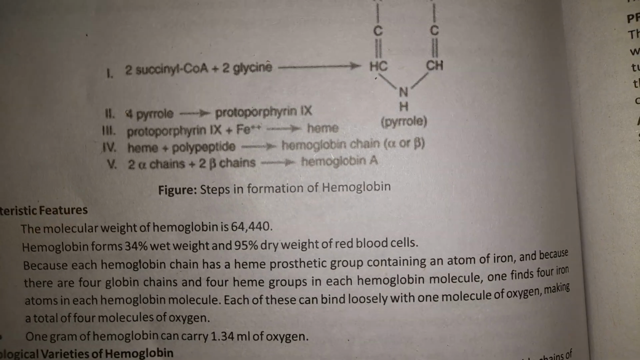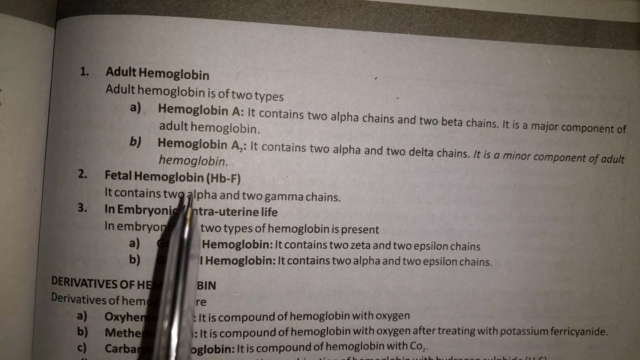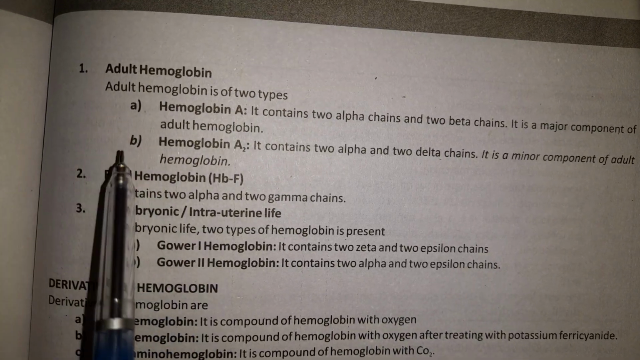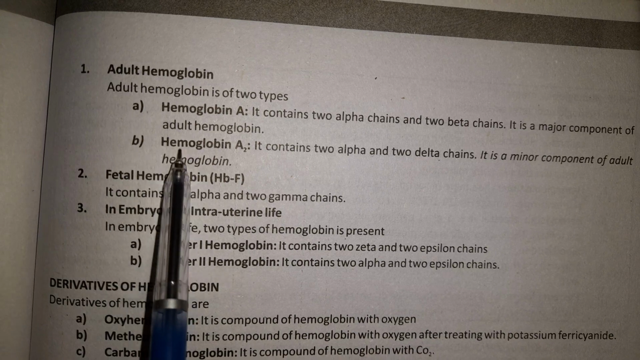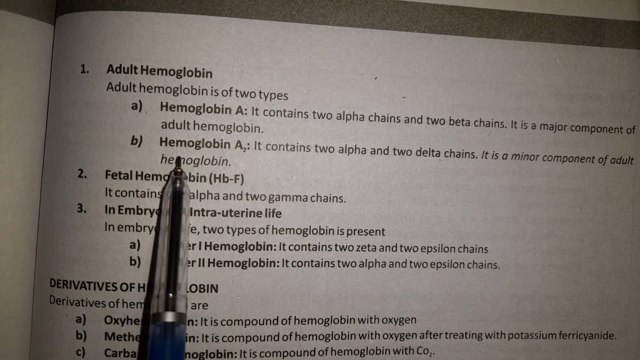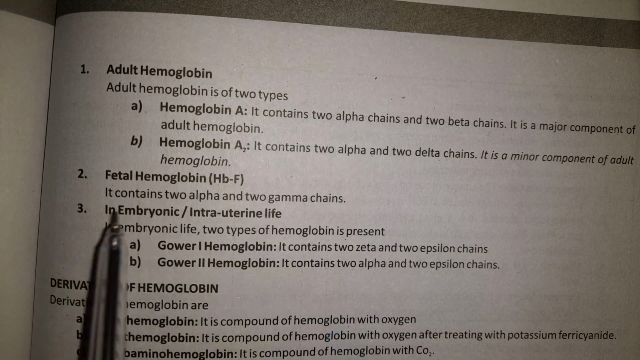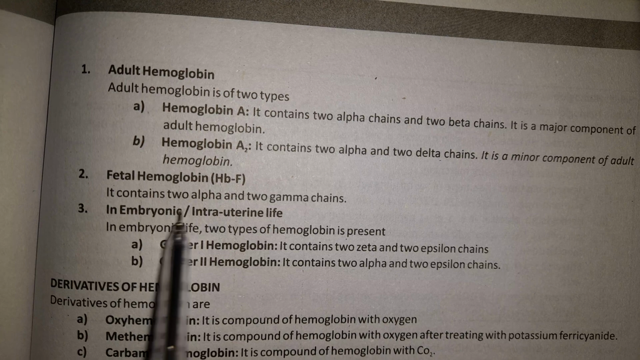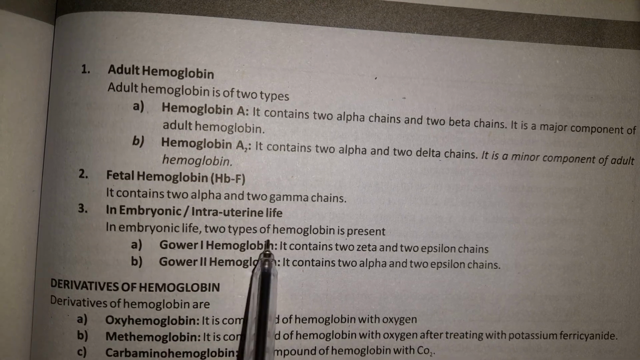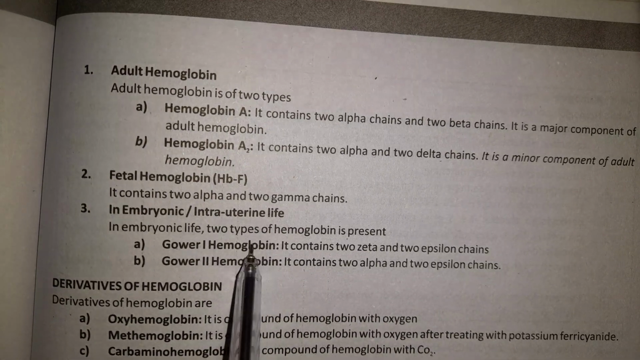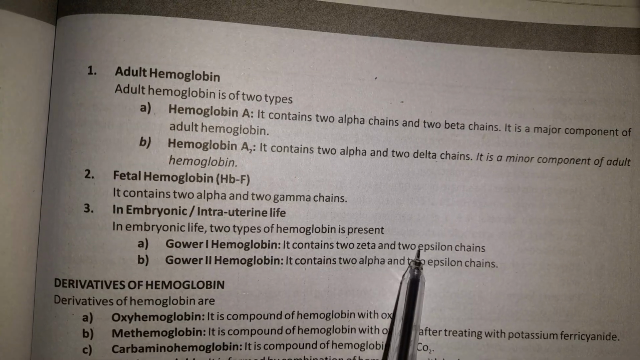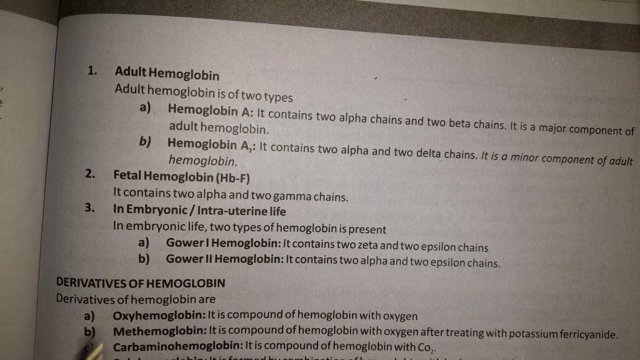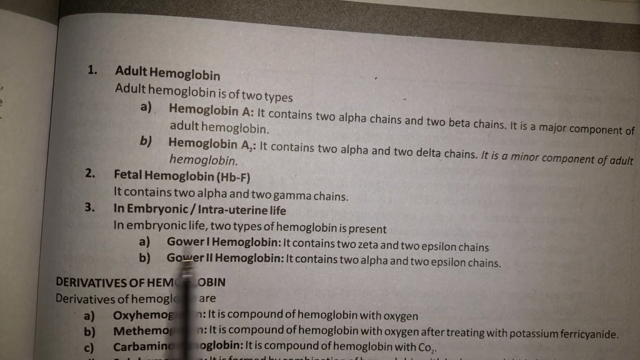Now let us look at some adult and fetal hemoglobins. Adult hemoglobin, the major one is hemoglobin A, consisting of 2 alpha and 2 beta chains, whereas the minor one is hemoglobin A2, which consists of 2 alpha and 2 delta chains. Fetal hemoglobin has 2 alpha and 2 gamma chains, whereas the intraembryonic, intrauterine one is Gower 1 hemoglobin. It consists of 2 zeta and 2 epsilon chains, whereas Gower 2 consists of 2 alpha and 2 epsilon chains.